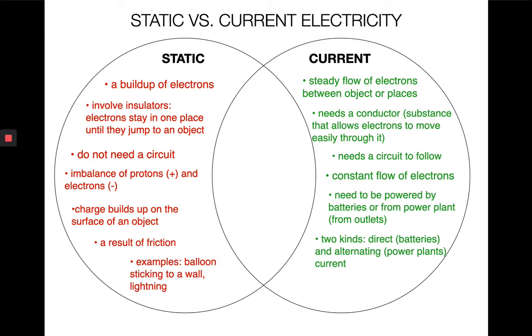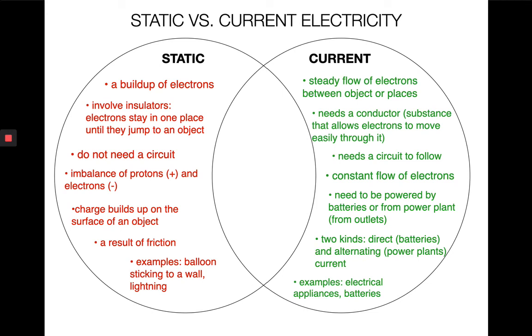And then finally, some examples of static electricity include a balloon sticking to a wall or lightning. And examples of current electricity are electrical appliances and batteries.